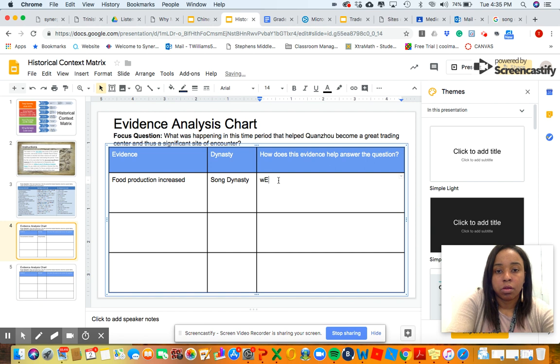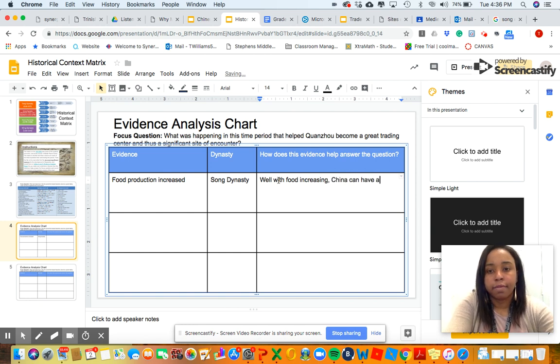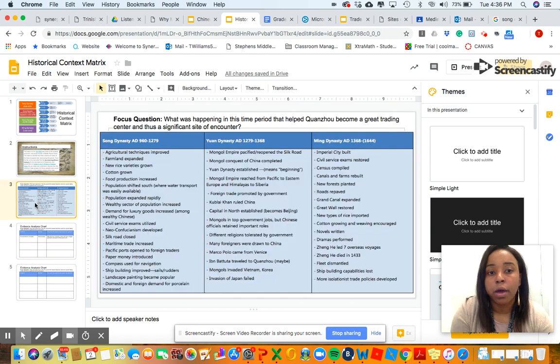Well, with food increasing, China can have a bigger population of people to trade goods with, right? Because if people are eating, that means they're healthy, that means you can get more people in your particular country, which means you have more people that can go out and trade different goods, all right? So that was one. Let's try another one.